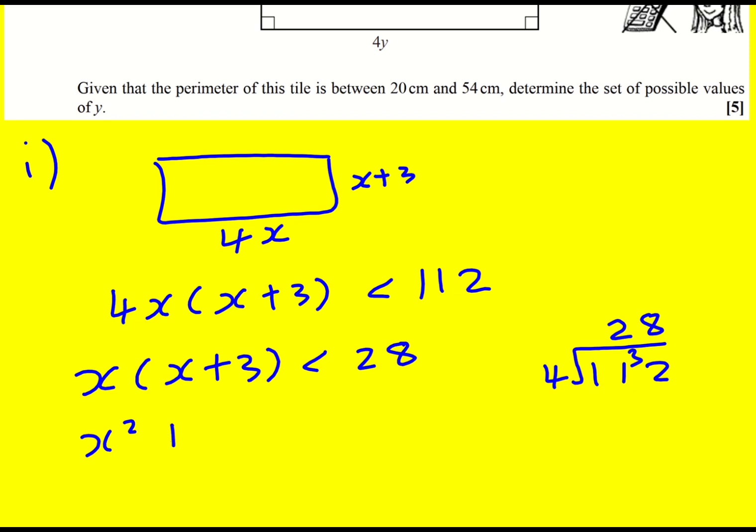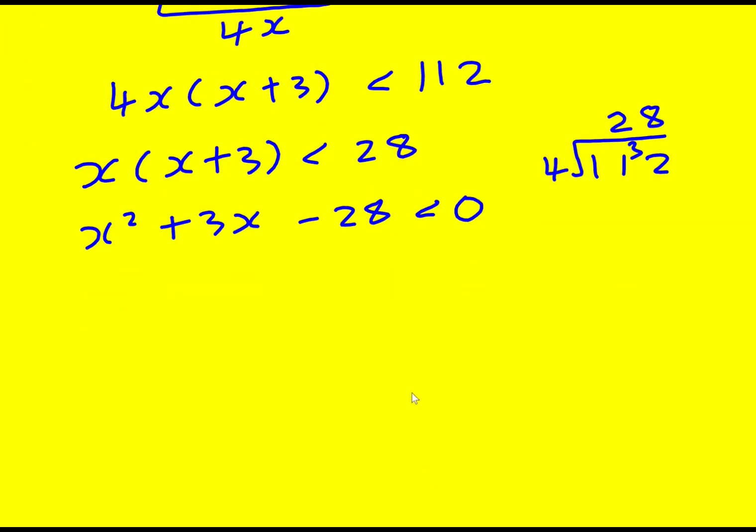Expand the bracket, x squared plus 3x. I'm going to also minus 28 from both sides to get less than 0. This is how you deal with quadratic inequalities. You deal with it in the same sort of way as when you solve quadratic equations. And in fact, the solution process is then to try and find the roots. We're going to find where it crosses the x-axis, and that will allow us to draw a curve from which we can see where it's less than 0.